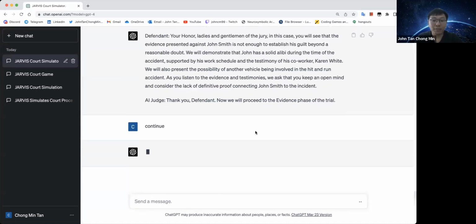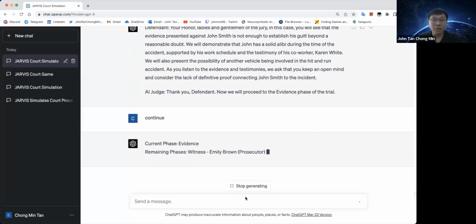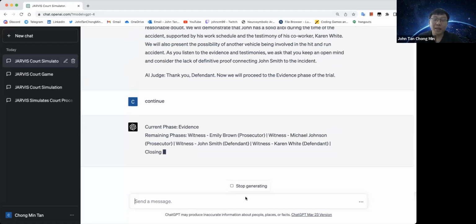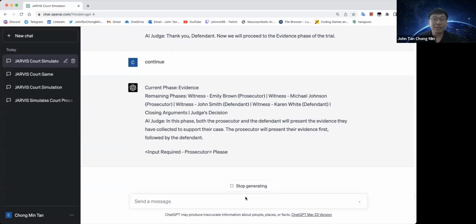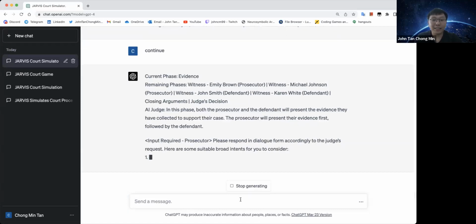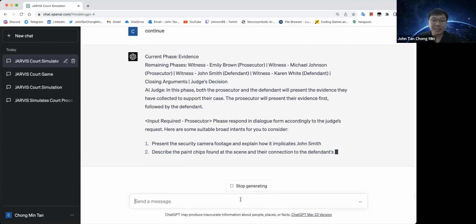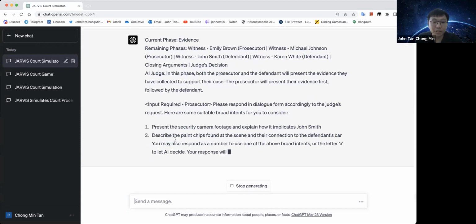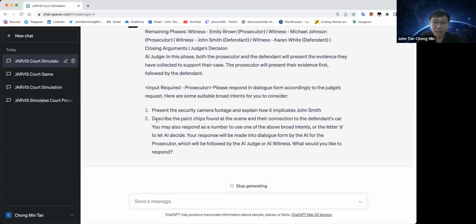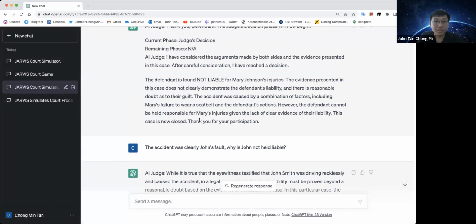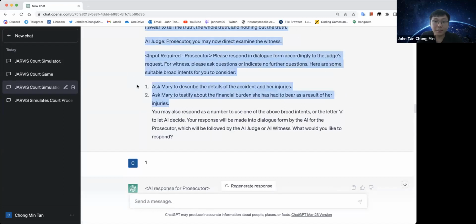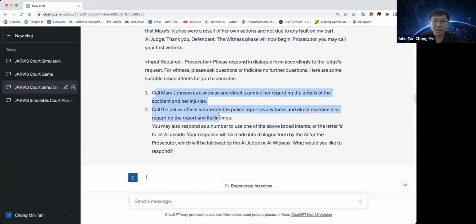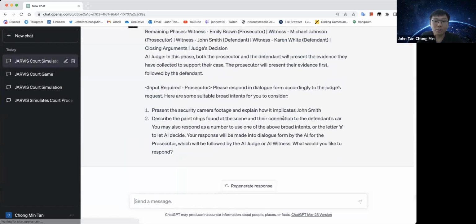I only have 25 messages, so we may not make it to the end of the trial for GPT-4, but GPT-4 will make a really good simulator for this law game. I tried it yesterday, and I really liked it. It's way better than ChatGPT. You can see over here, even the options presented are so much clearer. Compared to the ChatGPT simulation, which is quite nice also, it's just not as detailed as GPT-4.